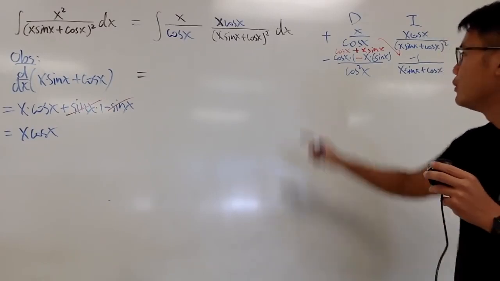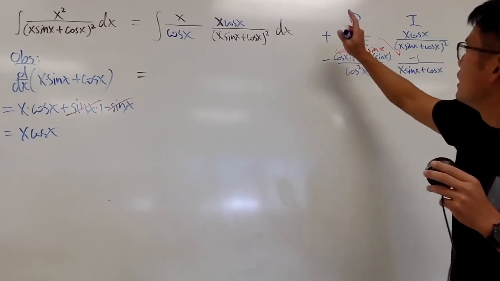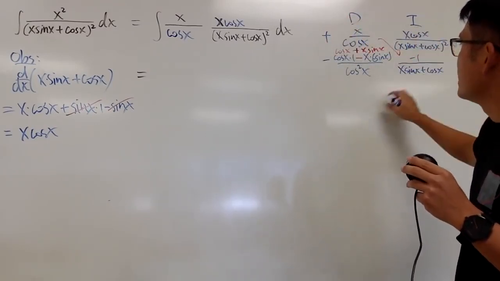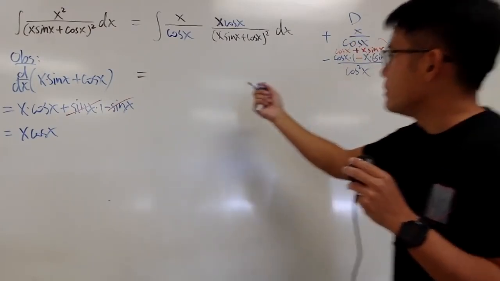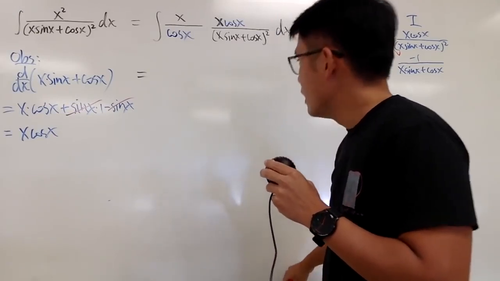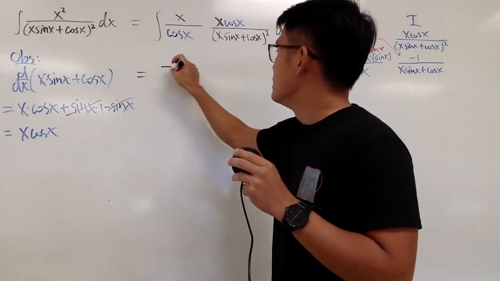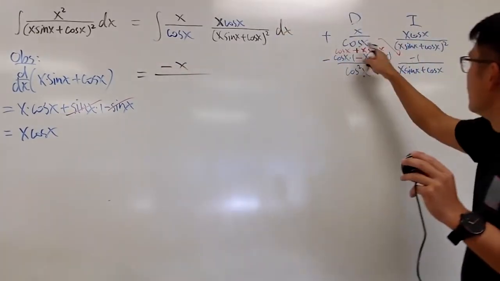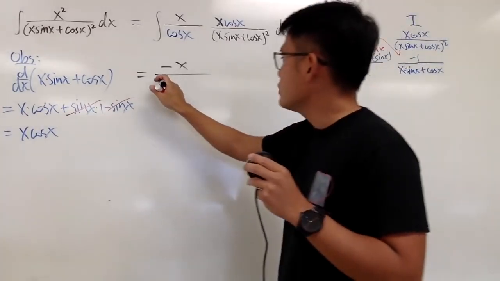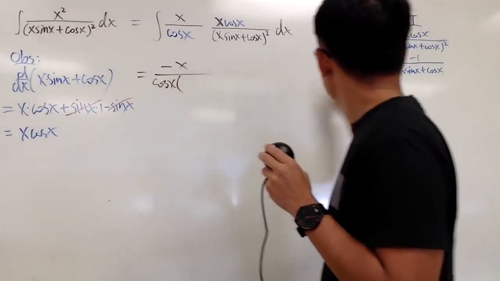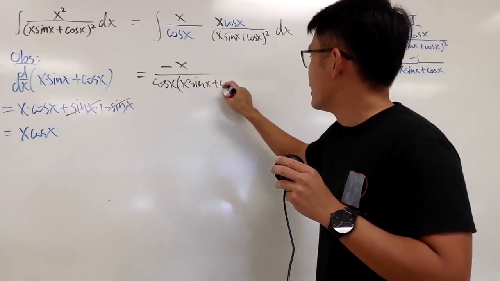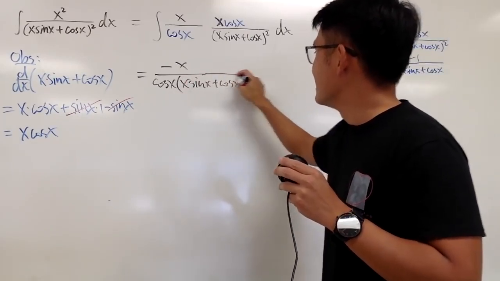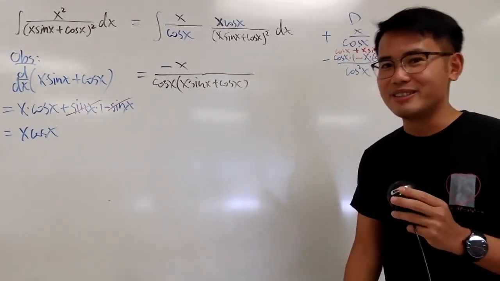And be sure you account for the sign. We have positive times this is negative, so all in all is negative. And we have the x on the top, so let me just write this down. Negative x over this times that, so I'll just put on cosine x times sine x plus cosine x, like this. That's the first part of the answer.